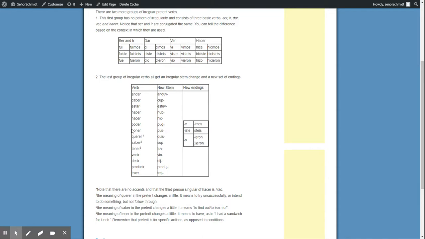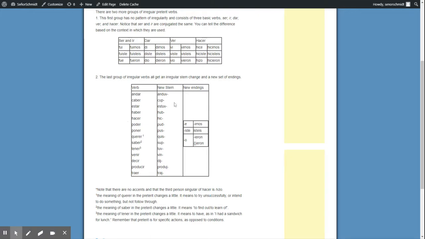Poder, pud, poner, pus. Querer, quis. Saber, sup. Tener is tuv. Venir is vin. Decir is dij. Producir, produj. Traer is traj. Okay, so you get your new stem. And these guys are in their own group. They get their own set of endings.